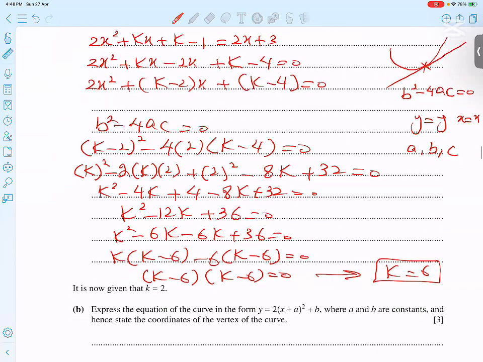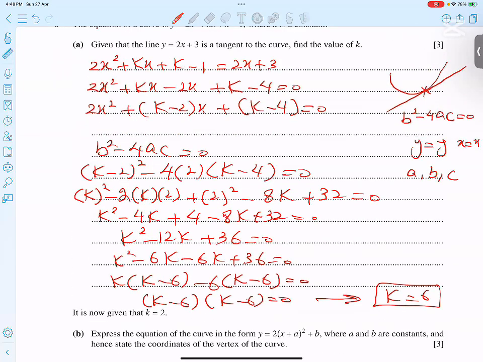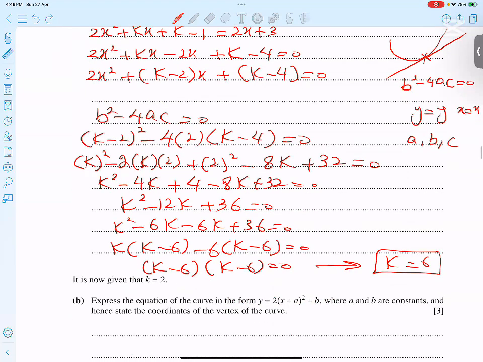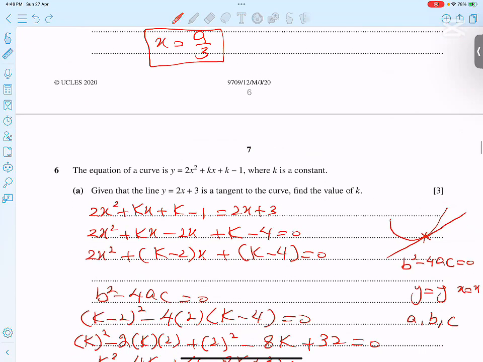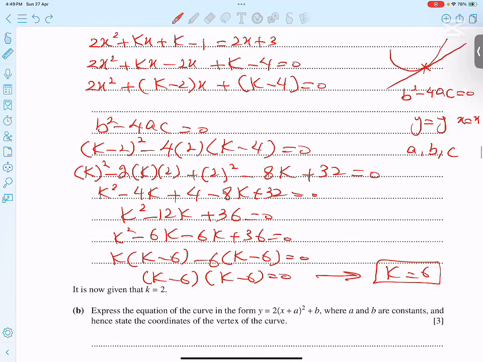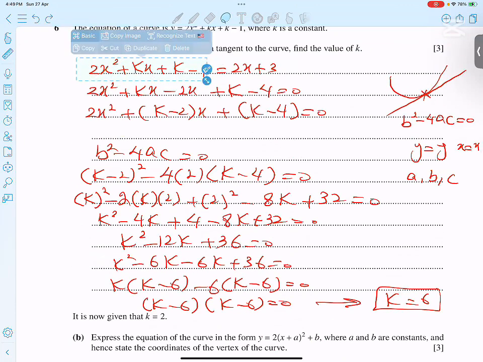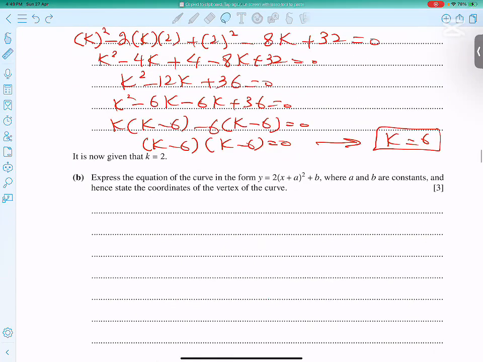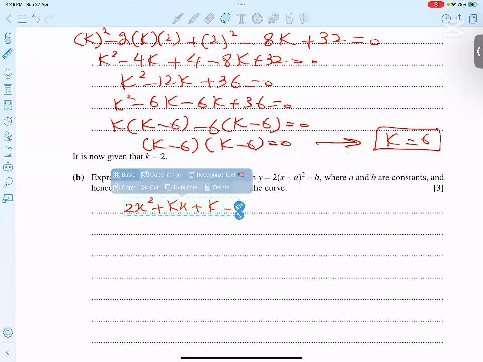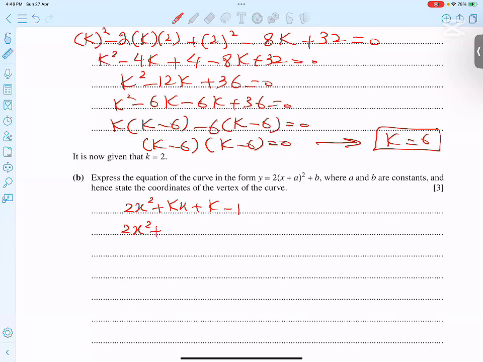I hope the concept is clear. Now he's saying, let's say k equals 6 is gone, no more. We take k equals 2. If I take k equals 2, express the equation of the curve in this format and find the vertex coordinates. Okay. So first of all, I will take the whole equation as it is. I'm taking the top equation, but I'm just plugging in each k value as 2. Here 2x², here plus 1.